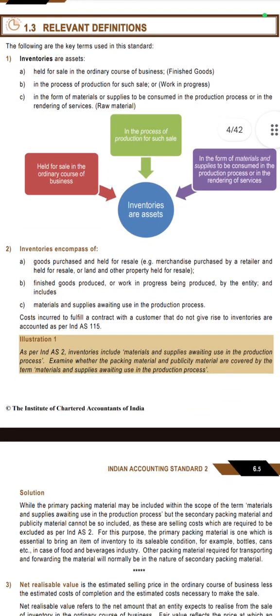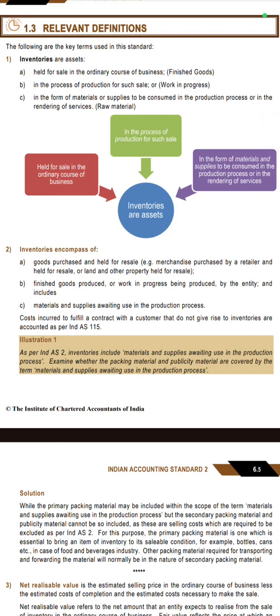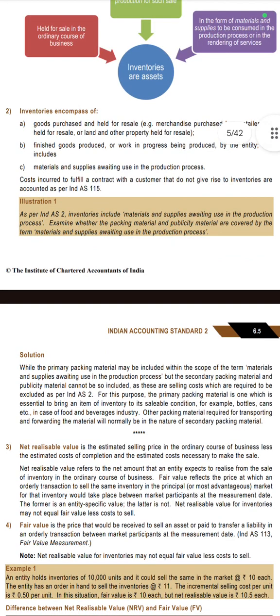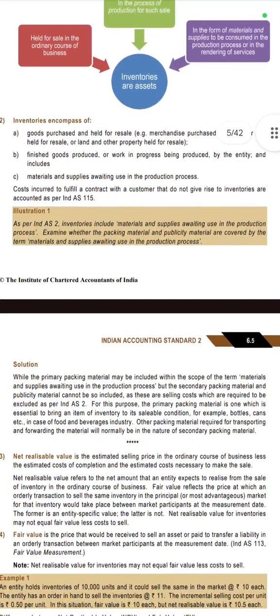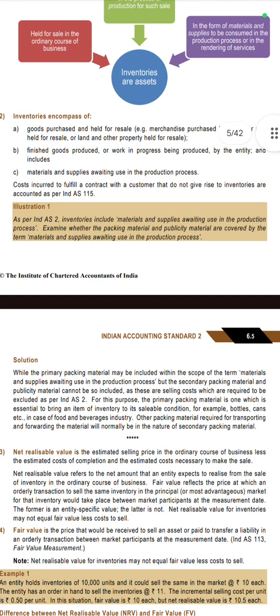So inventory encompasses raw material consumed, finished goods produced, and material and supplies awaiting use in the production process. Here is an illustration: as per Ind AS 2, inventory includes material and supplies awaiting use in the production process. Examine whether the packing material and publicity material are covered by the term material and supplies awaiting use in the production process or not.